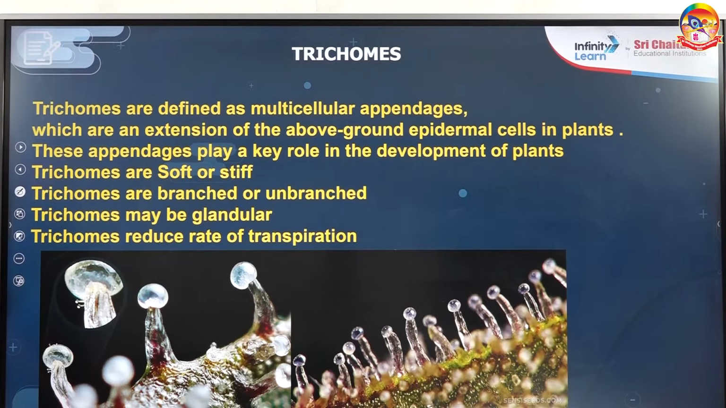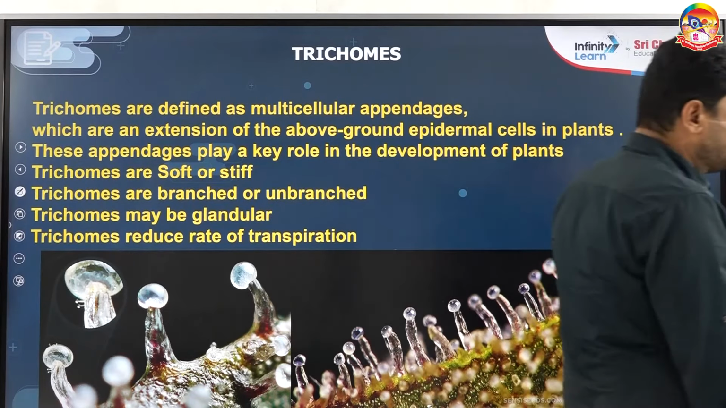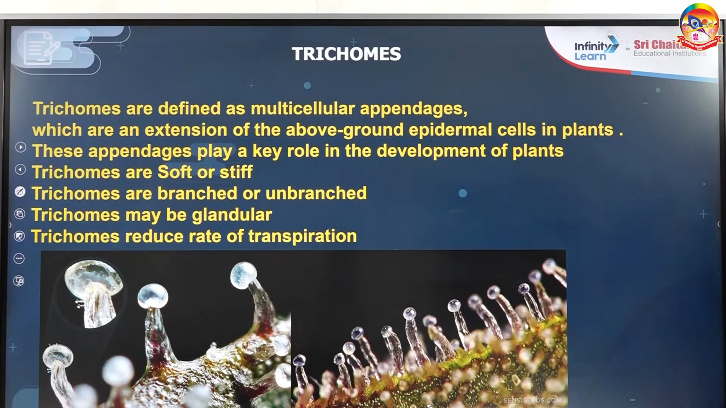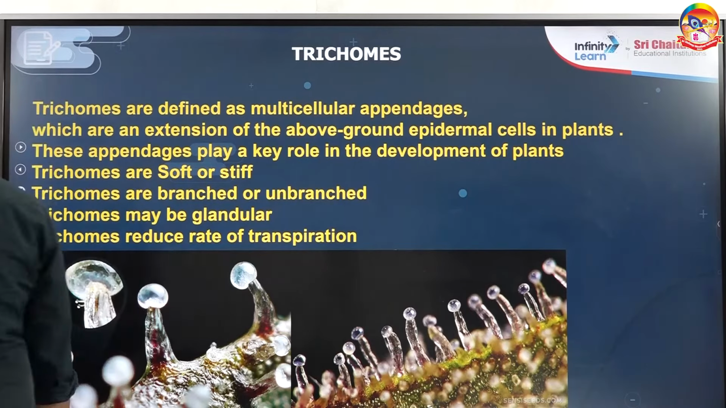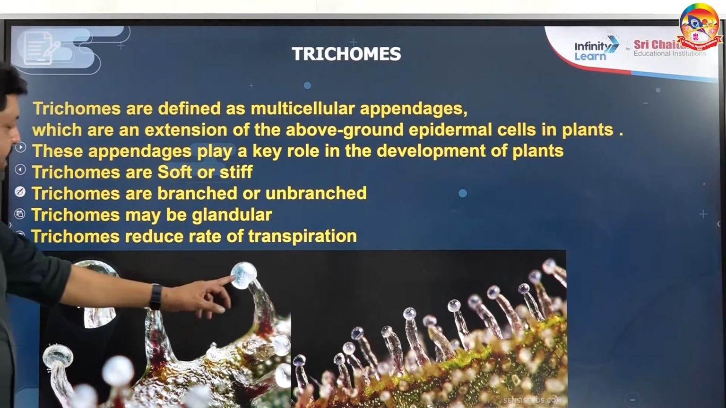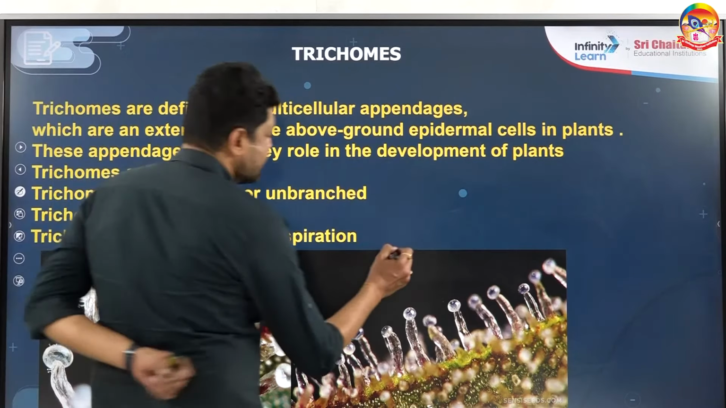These appendages play a key role in the development of the plant. As the textbook states, trichomes may be soft or they may be very stiff and hard. Trichomes may be branched or unbranched. Trichomes, as you have seen here, store water. What is the main important function of the trichome?